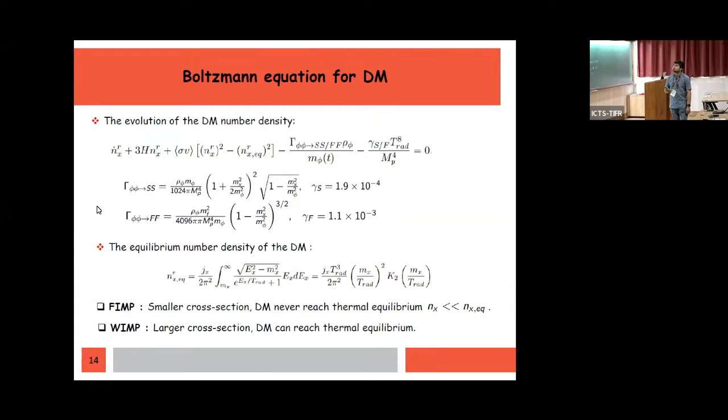So this is the Boltzmann equation for the dark matter number density. You can see the first contribution coming from the radiation bath, and this is the gravitational contribution from the inflaton, and this is from the radiation bath through the exchange of graviton. This is the equilibrium number density. So I only talk about these two scenarios of FIMP and WIMP. When the cross section is very small, then dark matter never reaches thermal equilibrium. You always have n_χ much less than n_χ equilibrium. So this is the FIMP kind of scenario, and in the WIMP scenario you have the larger cross section and dark matter can reach thermal equilibrium, and it's possible that a freeze-out happens during reheating.